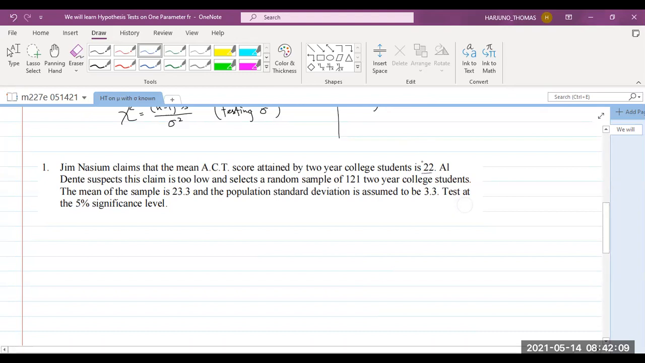Al Dente suspects this claim is too low and selects a random sample of 121 2-year college students. So the n is 121. Now the mean of the sample, the x bar, is 23.3. Population standard deviation is assumed to be 3.3. Test at alpha significance level 5%.